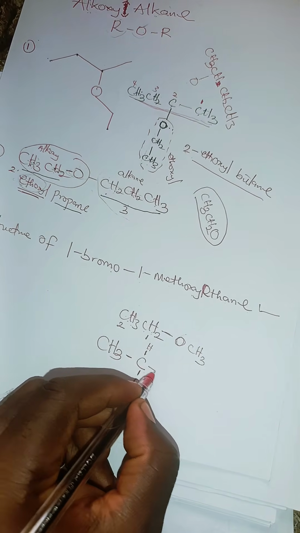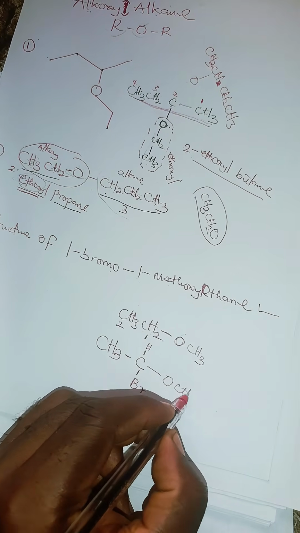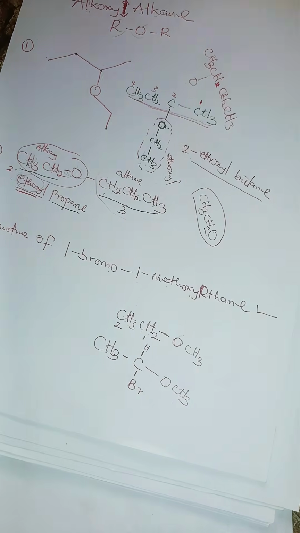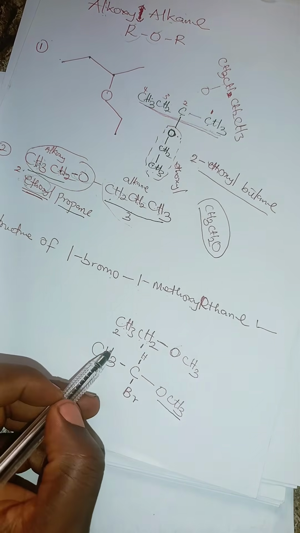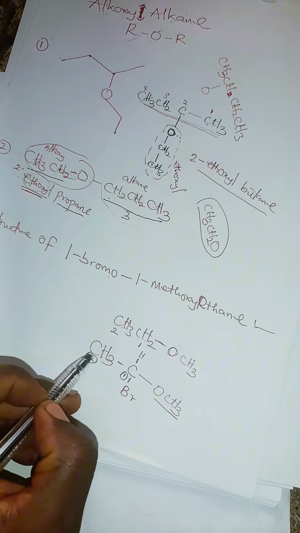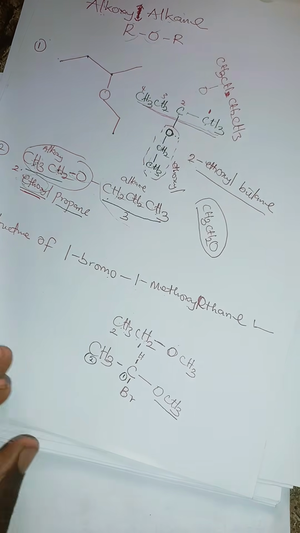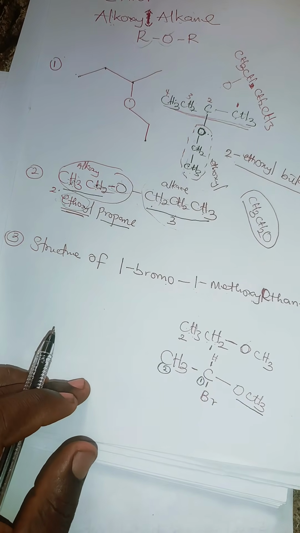Then it's now connected to what? It's connected to oxygen, connected to CH3. So it is so clear that the whole of our ethoxy is attached to this parent name, position number 1, position number 2. Bromo is also in position number 1. So I think that is clear. So you can try other questions.